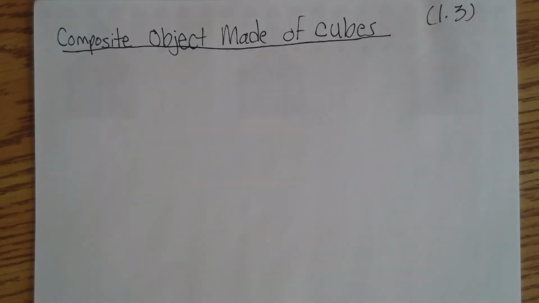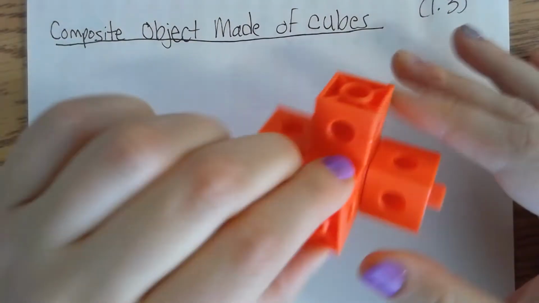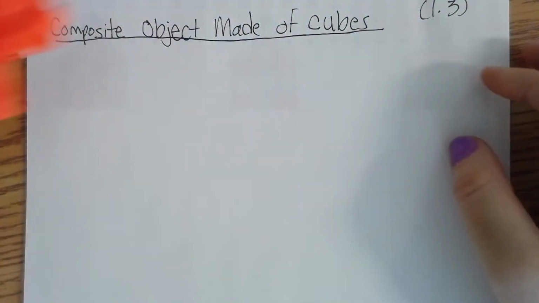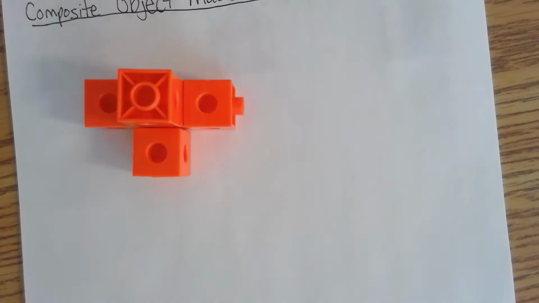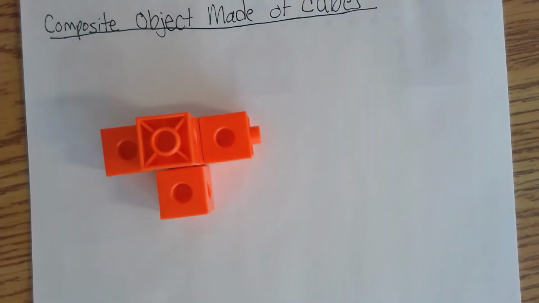Alright, so today we're going to talk about composite objects made out of cubes. So let us look at this object right here. As you can see, I have some different blocks here, and we need to determine what exactly is the surface area. The easiest way to go about that is to start looking at the different views possible of this object. So if we're looking from top down, a couple things we can notice.